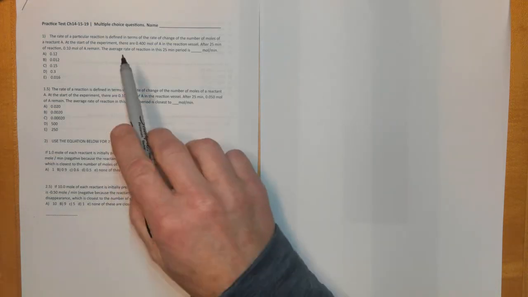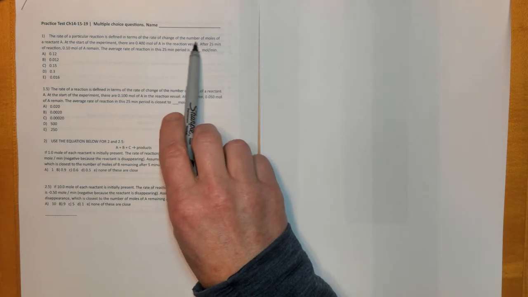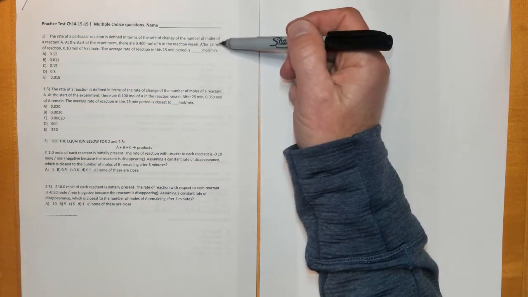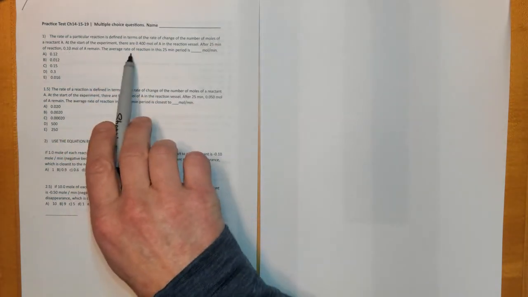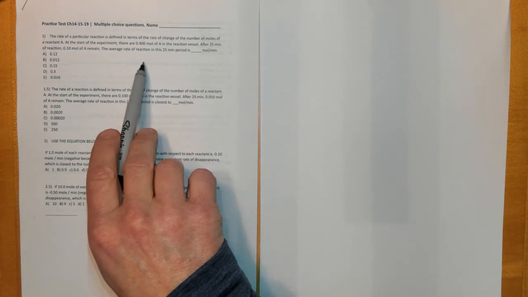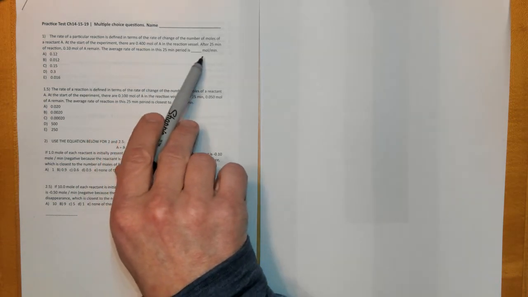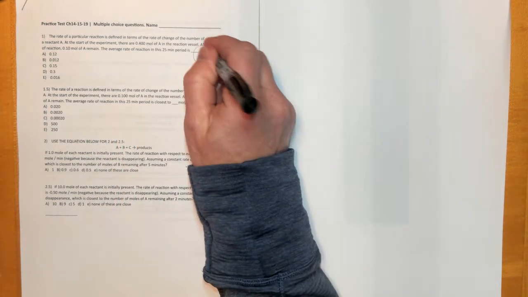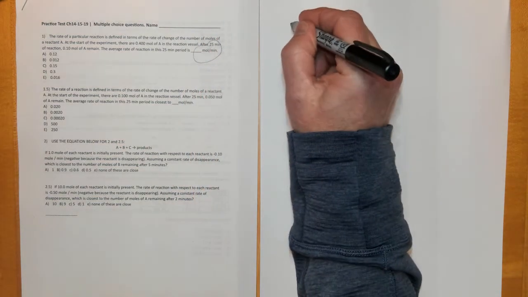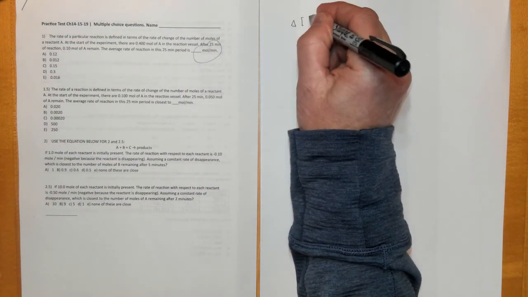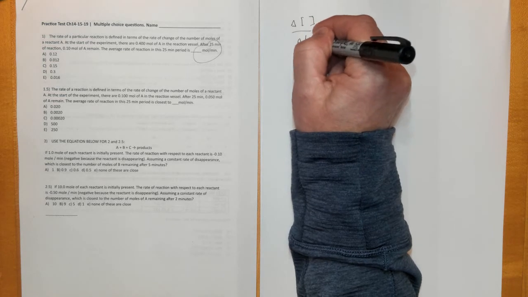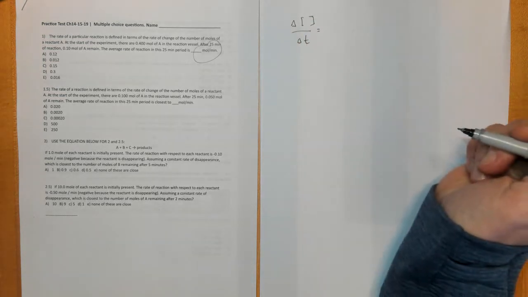The rate of a particular reaction is defined in terms of the rate of change of the number of moles of reactant A. At the start of the experiment, there are 0.4. After 25 minutes, there's 0.1. The average rate of change, the rate of the reaction in this 25-minute period is, and we need it in moles per minute. So change in concentration divided by the change in time would be the average rate for us.